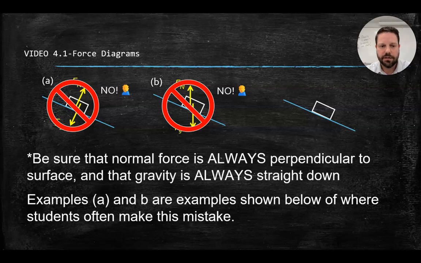So the correct way to do this would be to make sure that the normal force is always perpendicular, as we know, that's our always true rule for normal force, and that the force of gravity is always straight down towards the center of the earth. So these are common student mistakes, and we should have the correct version right there.